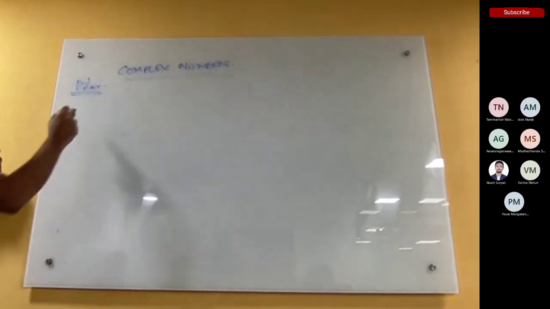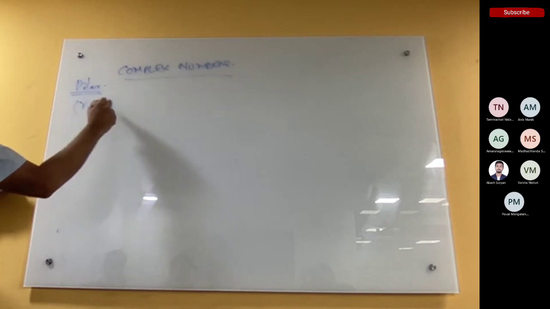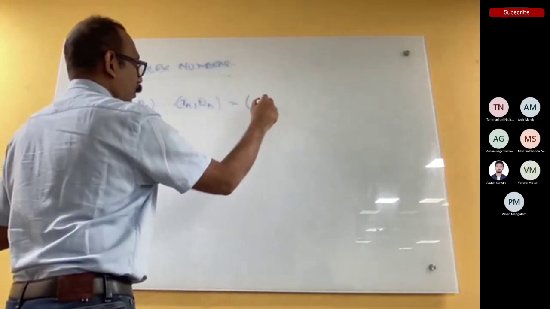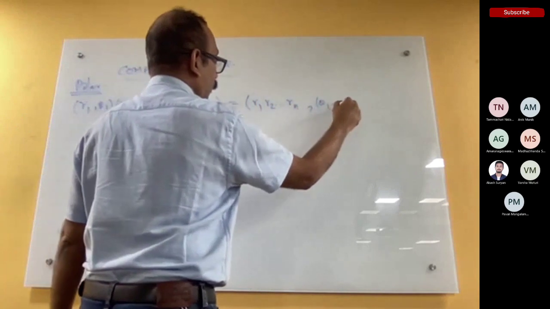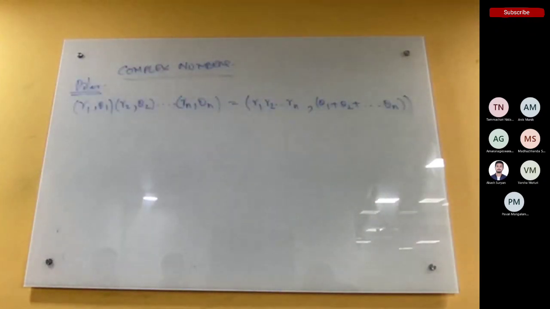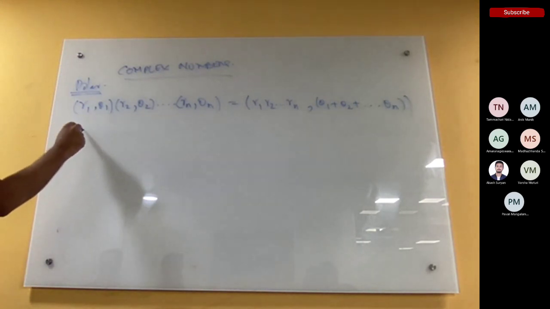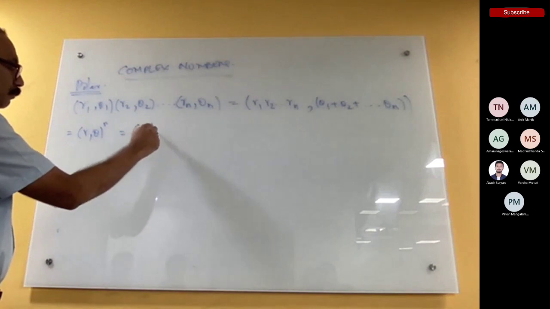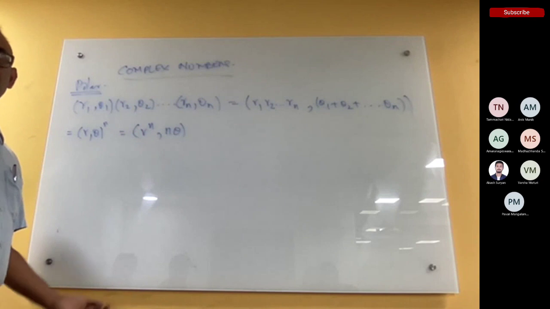So again, let me write this right up there: R1 theta 1, R2 theta 2, up to Rn theta n equals R1 R2 ... Rn, comma, theta 1 plus theta 2 plus ... theta n. Okay. Now let us say this. What is this then? We give power n to it. Power n to n theta. Correct.